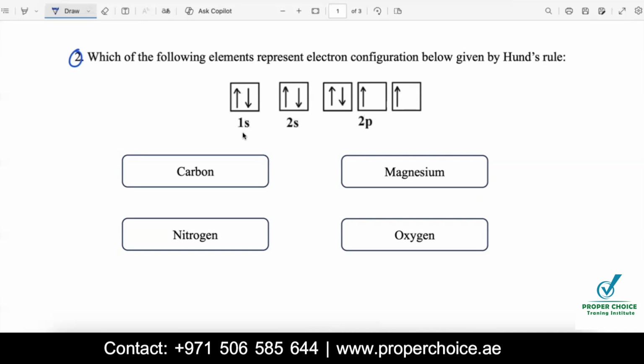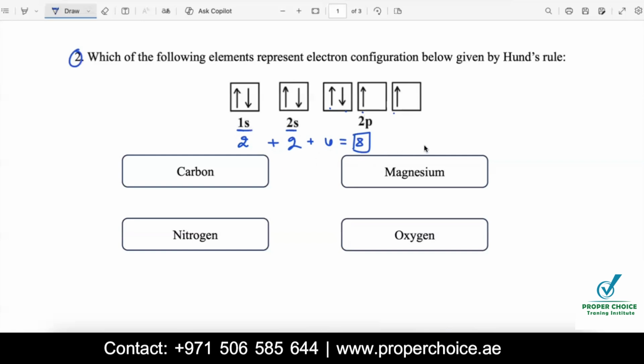See, 1s, the first subshell, has 2 electrons, the second shell's s orbital has 2, and in the second shell, the p suborbital has how many? 1, 2, 3, 4. So 2, 2, and a total of 4 here. Add them all up. What is the number of electrons we are getting? 8. So I have to look for the element which has 8 electrons, that is, whose atomic number is 8.